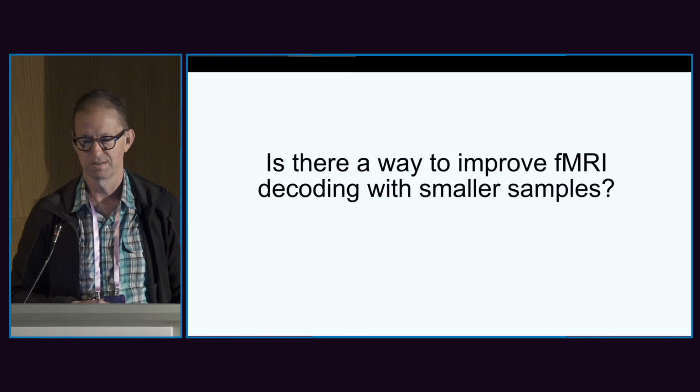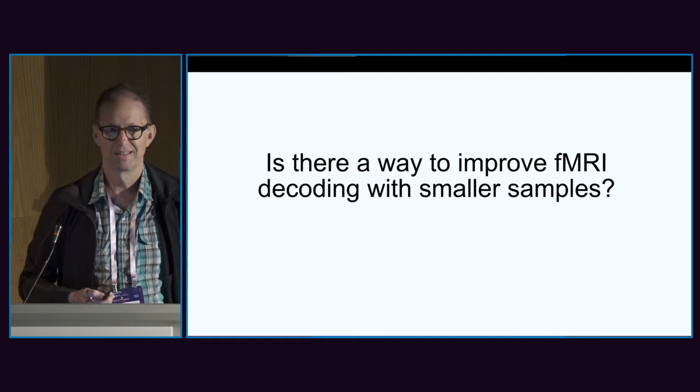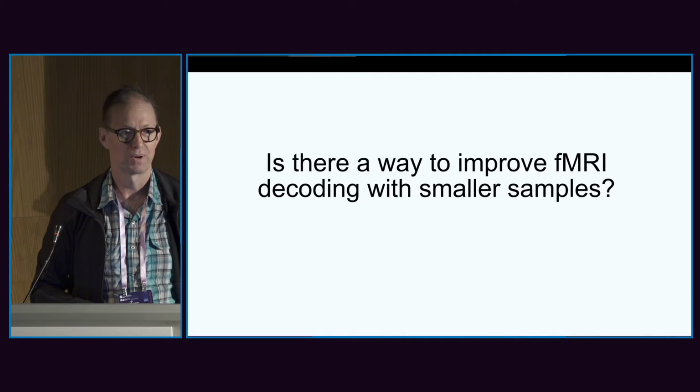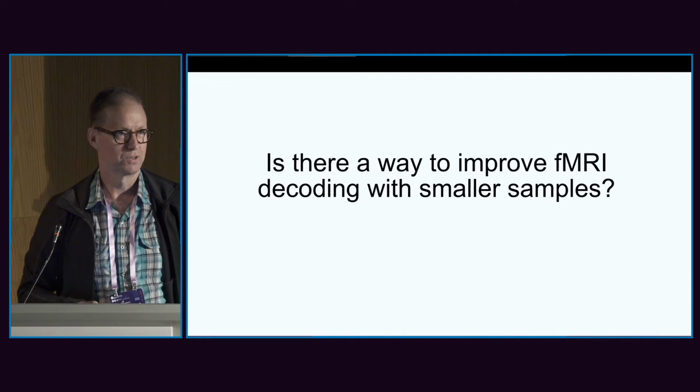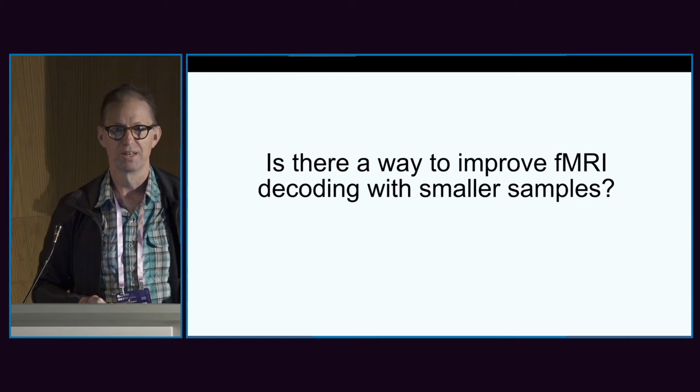So the question is, is there a way to improve fMRI decoding with smaller samples, realizing that often we're not going to have huge samples? People can't often afford to go collect huge samples. And one of the questions we're going to ask is whether we can leverage existing large data sets to get at that.